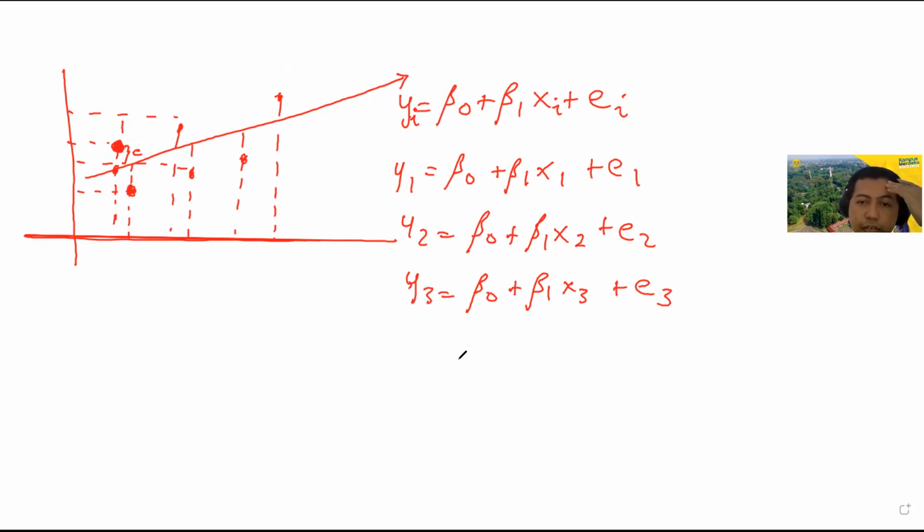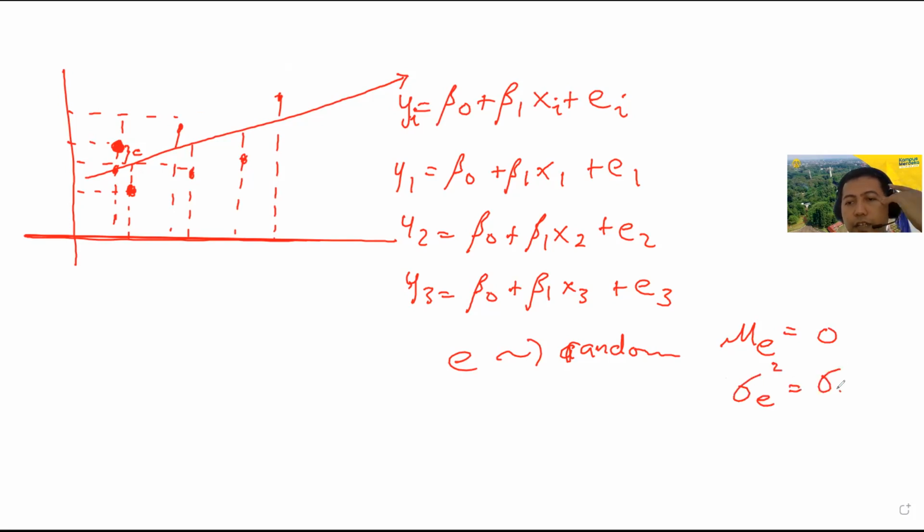Nah, karena nilai E ini random, acak gitu ya, random, dia mempunyai mu E itu sama dengan 0, dan standar deviasi E, kita tulis saja standar deviasi E. Oleh karena itu, mu Y sama dengan B0 plus B1 Xi. Gitu kan. Mu Yi-nya.